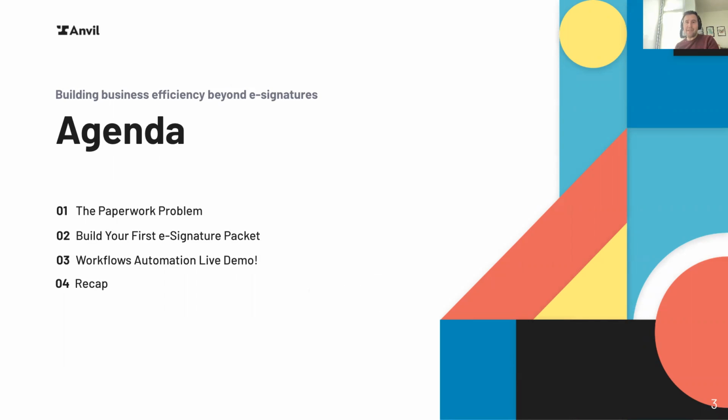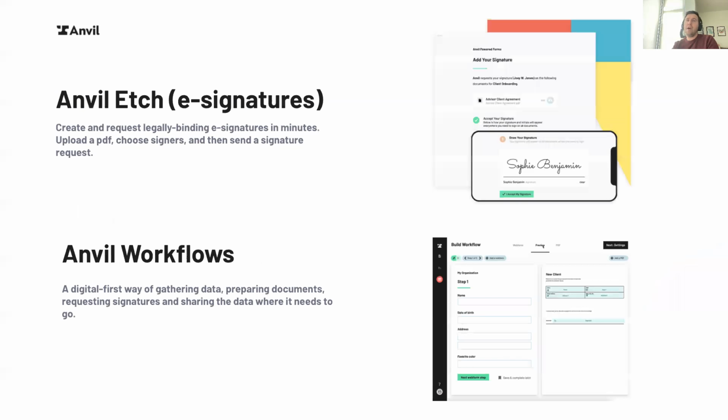And then using that same piece of paperwork, actually build an entire workflow from the very beginning to the very end through e-signatures. So you can see how it can truly automate itself. And then we'll just be going over a brief recap of what we learned.